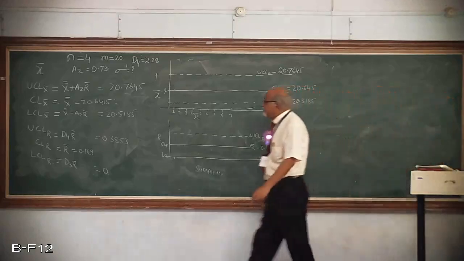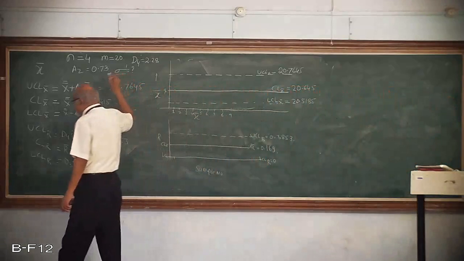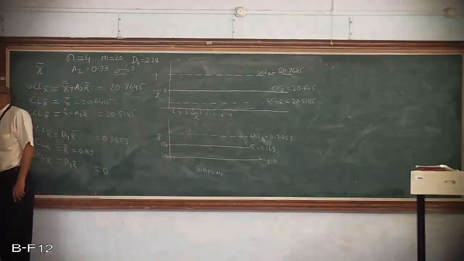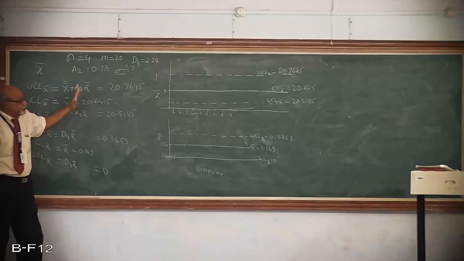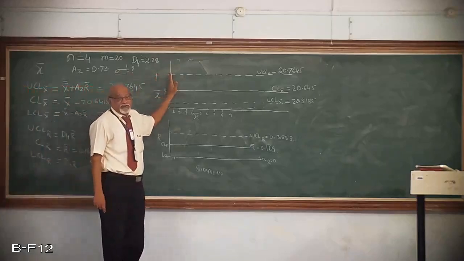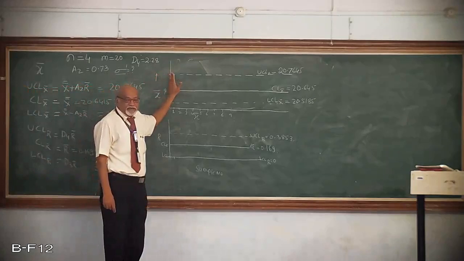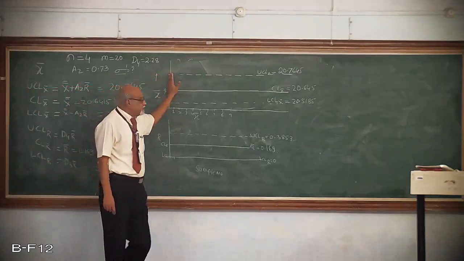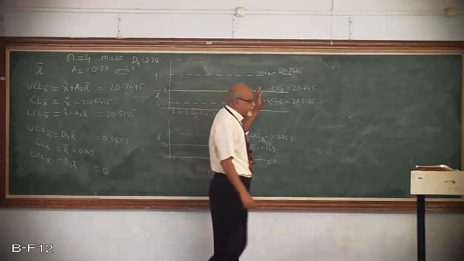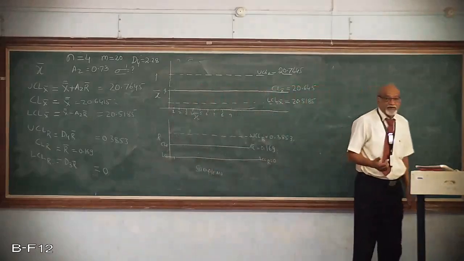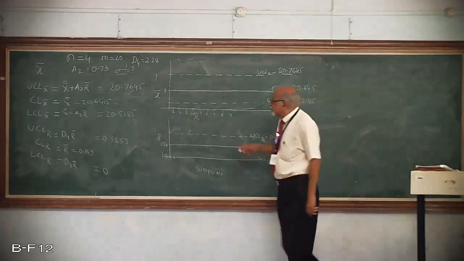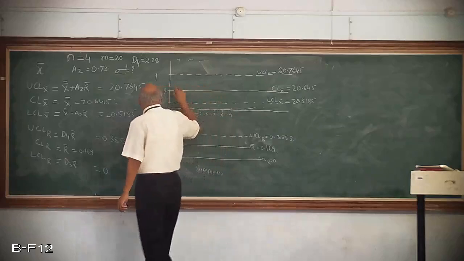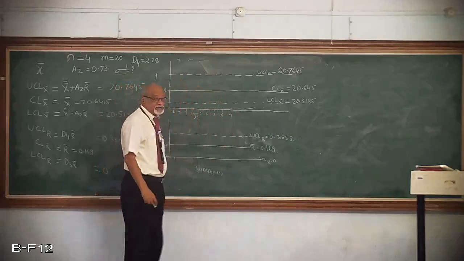What is this sigma prime? Sigma prime is the process variation or the standard deviation of the process. It is not the standard deviation of the control chart. The standard deviation of the control chart is sigma x bar. The process variation sigma prime is different. Which is more, the control chart sigma x bar or sigma prime?